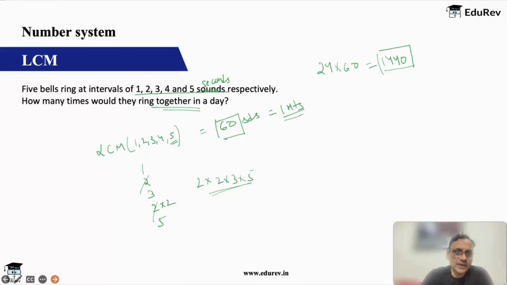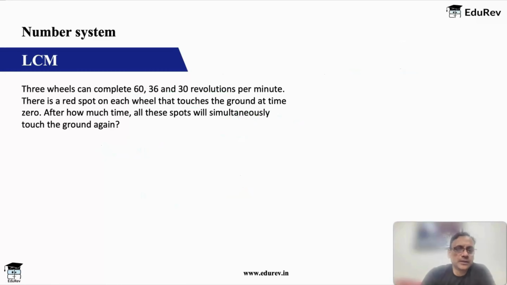Okay, let's move on. 3 wheels can complete 60, 36 and 30 revolutions per minute. There is a red spot on each wheel that touches the ground at time 0. After how much time all these spots will simultaneously touch the ground again? Okay. So what you need to calculate first here, the 60 revolutions per minute is not what I need. I need how much time does it take to complete one revolution.